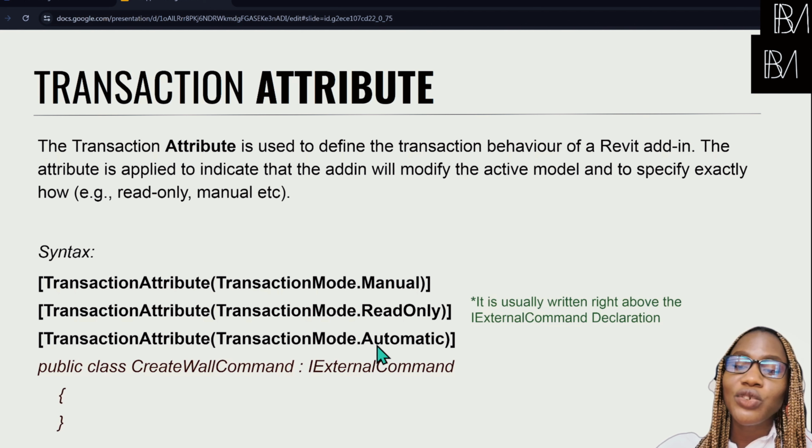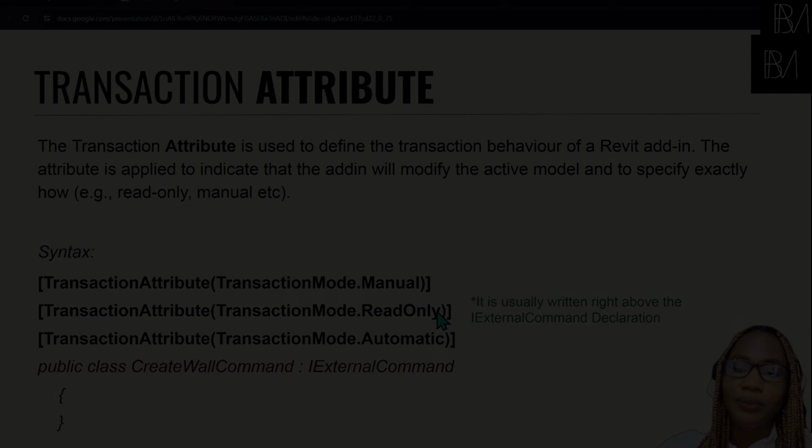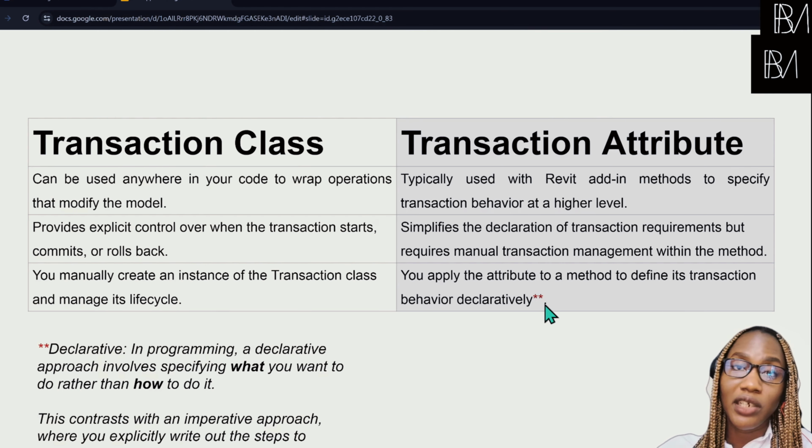We usually avoid using automatic because you don't know if your code has any issues, and so you just don't want it running without clicking on it. So it's usually manual or read-only you find people using with Revit add-ins. The attribute is declared at the beginning of the code and tells the whole code how you want it to run. And the class is declared inside of the code and tells a specific set of operations exactly how you want those to run.